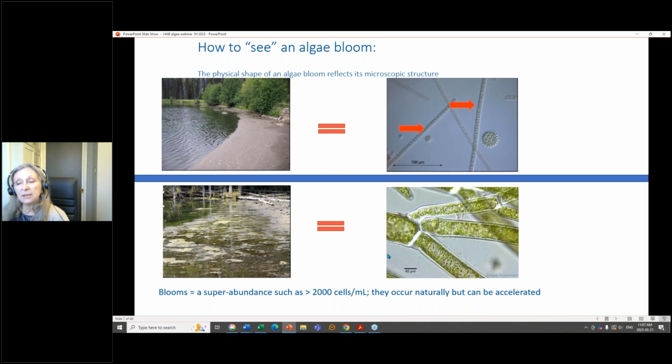I'm often asked the question, how many cells per milliliter is a bloom? So how bad is bad? Well, a superabundance is usually more than 2,000 cells per mil, and they can go all the way up to 100,000 cells per mil in a truly stupendous cyanobacteria bloom. These blooms occur naturally. They're not man-made, but of course we manage to accelerate them and make them worse.